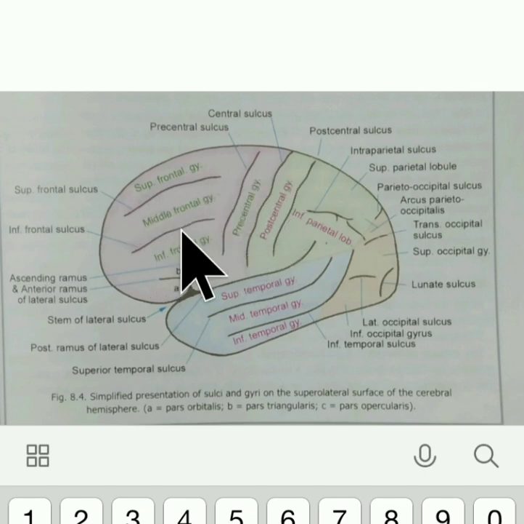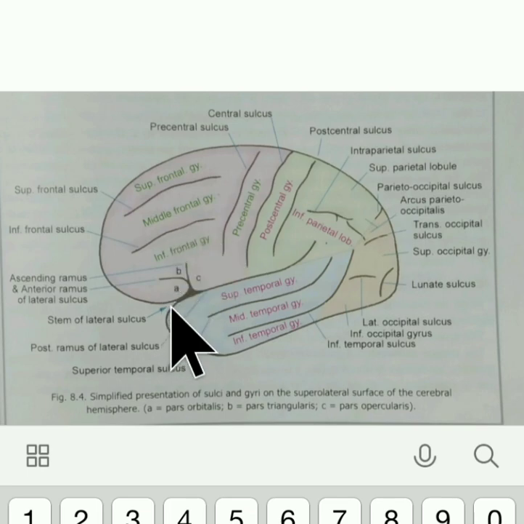In front of that, the frontal lobe has two more sulci, the superior frontal sulcus and the inferior frontal sulcus. They divide the frontal lobe into superior frontal gyri, middle frontal gyri, and inferior frontal gyri. So the frontal lobe consists of the precentral gyrus, superior, middle, and inferior frontal gyri, and the sulci are the precentral sulcus, superior frontal sulcus, and inferior frontal sulcus.